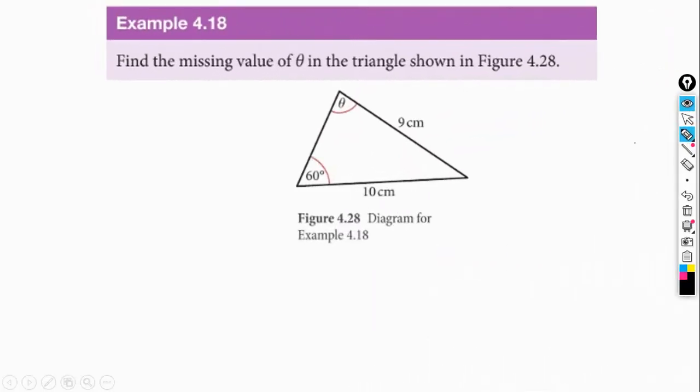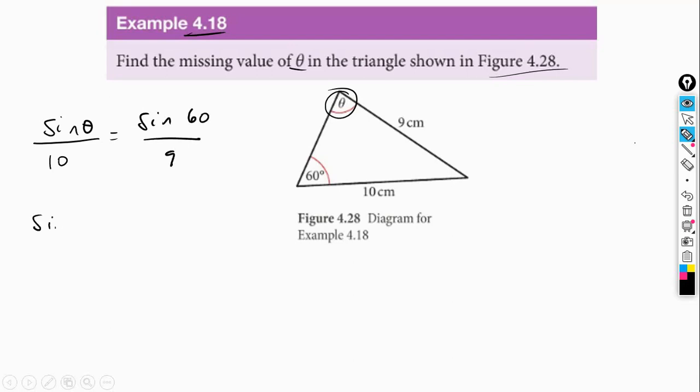So we continue with example 4.18, and it says, find the missing value of theta in the triangle shown in figure 4.28. So they want us to find theta. Now, in this case, we're going to use the reciprocal of the one we used before. So let's say sine of theta over 10 is equal to sine of 60 over 9. So that means that sine of theta is equal to sine of 60 over 9 times 10. Now don't multiply 60 times 10. This is two separate operations.